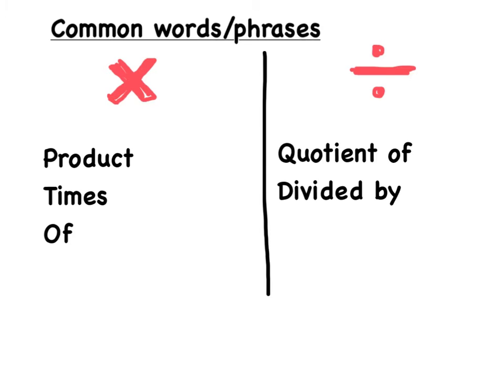Some common words that you will find in word problems in regards to multiplication is product. For example, the product of 6 and 8. Or times, like 3 times 17. Of is another big important word that they will use. So what is 1/4 of 24? So it would be 1/4 of 24.